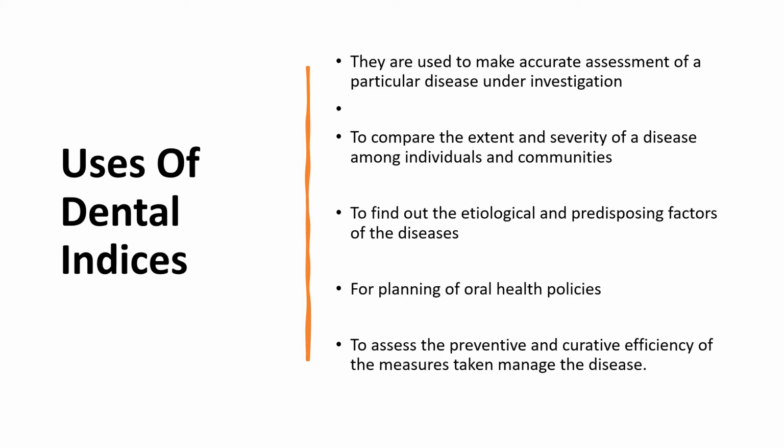They are used to find out the etiological and predisposing factors of the disease. Okay, so an index can be used to find out the etiology and the predisposing factors, the causes of the disease in a community. When you look at this community and compare it with another community using an index, whatever index is based on the disease you are looking at, you'll be able to find the etiology and the predisposing factors. What are the things that are happening in this community that make them prone to having more of this disease than the other community?